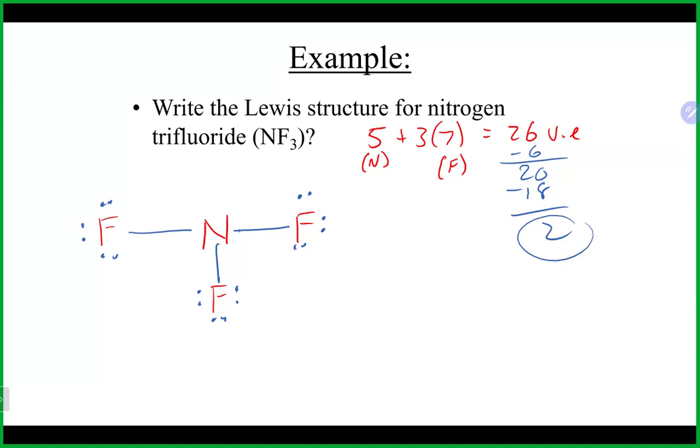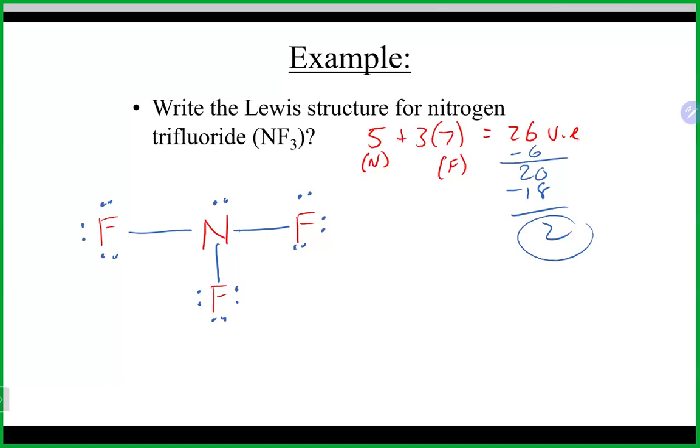I have filled up everybody on the outside. Those last 2 go right there in the center as a pair of electrons. So again, outside first, fill it up, work your way to the center if necessary. At this point, we now have a picture that has 26 electrons.